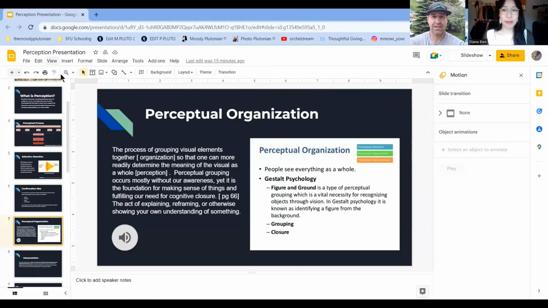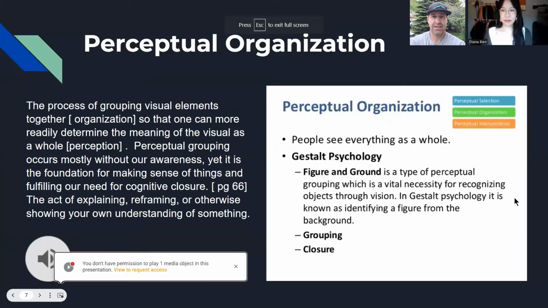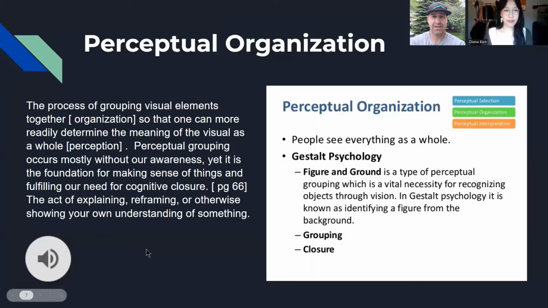Perceiving the world around us. Perceptual organization. We pay attention to a tiny fraction of the stimuli received by our senses. Even so, human beings further reduce the huge volume and complexity of the information received through various perceptual grouping strategies. Perceptual organization is a process of grouping these visual elements together so that one can more readily determine the meaning of the visual as a whole.